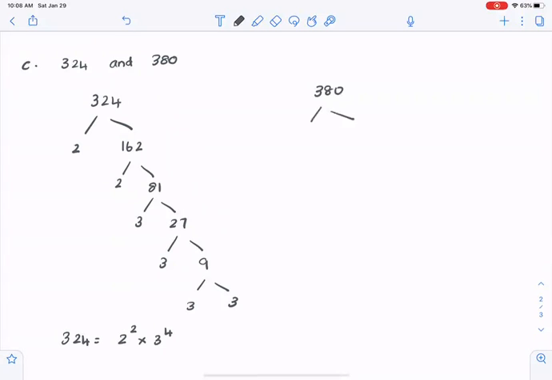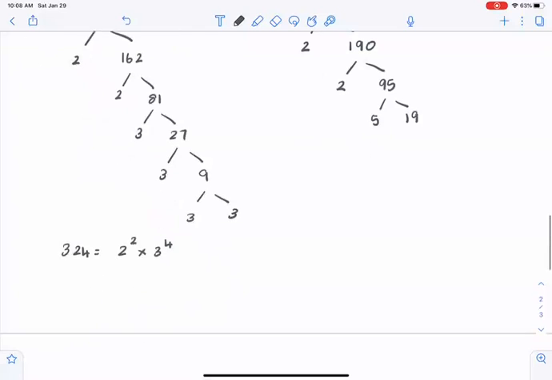380 can start with 10, but the smallest prime is 2. So I'll go with 190 and 2. Smallest prime is 2 again. So 2 times 95 is 190. 2 doesn't divide 95, neither does 3 or 4. So 5 will divide 95. So 19 times 5. Now 19 is a prime number. So that is the best we could do. So 380 is 2 squared times 5 times 19.